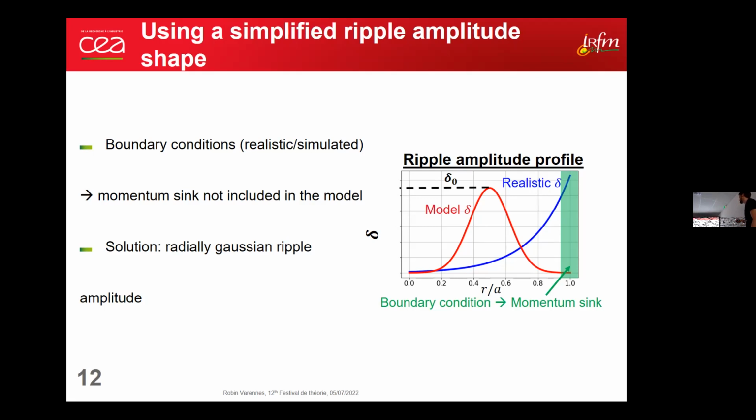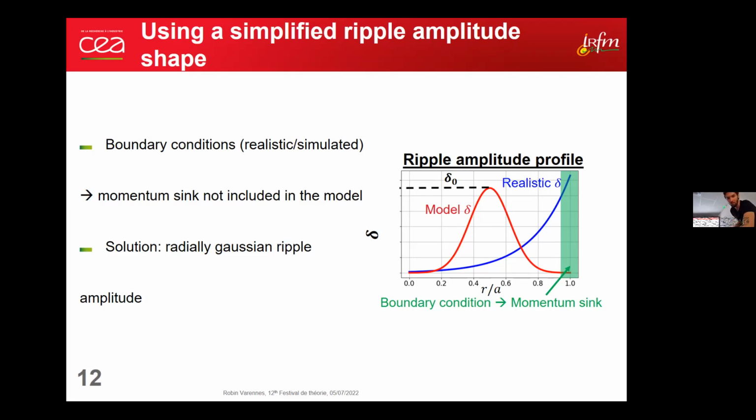So as you can see, we took a radially Gaussian ripple, which is way, let's say, far from the realistic ripple, which would be exponential from core to edge. But we did this because boundary condition, either in a realistic condition or in simulation, acts as a momentum sink. And this one is not included in the model and would make things way more complicated. So we just use this model ripple. And please take care of the fact that we define here delta 0, which is the peak of the amplitude, which we will use to describe the different cases for simulations.